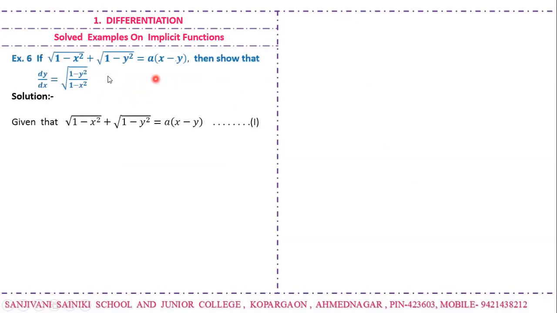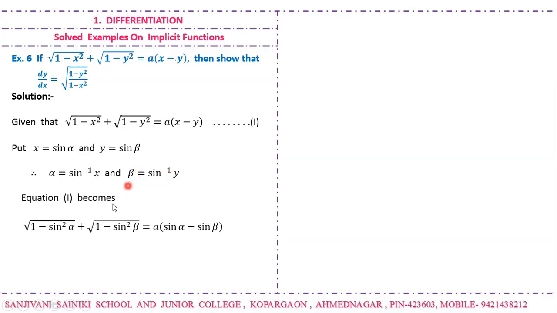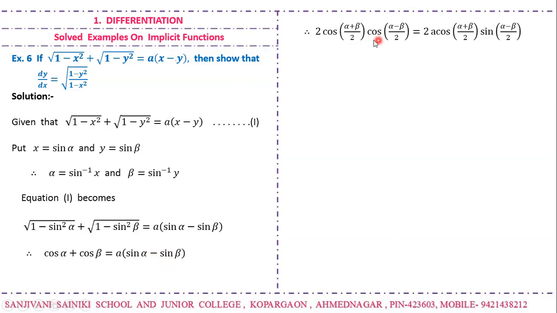Similarly, in the next example, it is not possible to separate x and y from this. So we put x is equal to sine alpha and y is equal to sine beta. So we get sine inverse of x is alpha and sine inverse of y is beta. So equation 1 becomes this. Then cos alpha plus cos beta is equal to this equation. After simplifying, adding, 2 cos (alpha plus beta)/2 cos (alpha minus beta)/2 is equal to 2a cos (alpha plus beta)/2 sin (alpha minus beta)/2. Therefore cos of (alpha minus beta)/2 is equal to a times sin (alpha minus beta)/2.